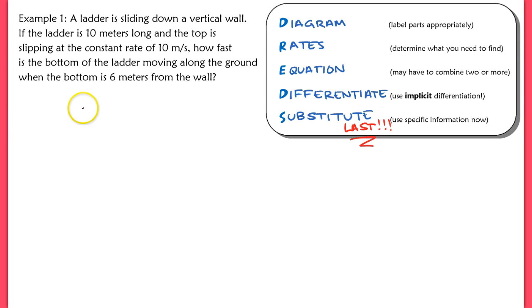So this diagram is pretty straightforward. We have a vertical wall and leaning up against it is a ladder here. Okay, so we're definitely dealing with a right triangle. Now there's some parts in this diagram that I'm going to go ahead and label. For example, the hypotenuse here is going to be a constant 10 meters.